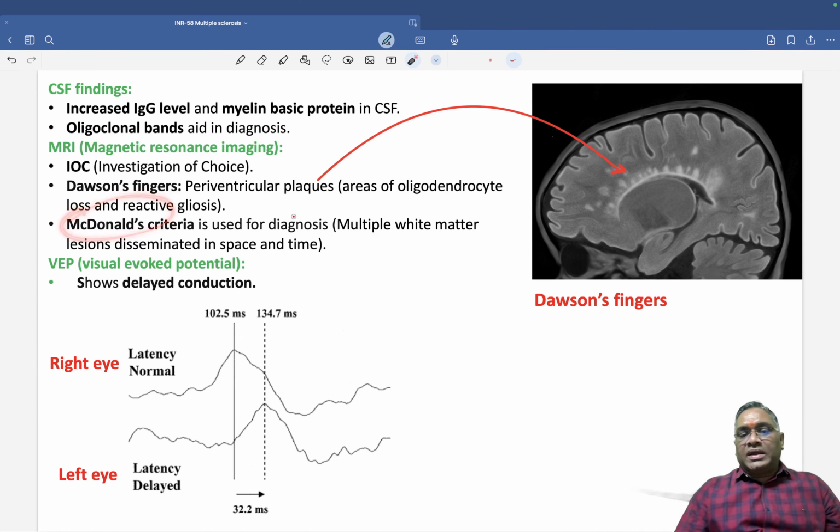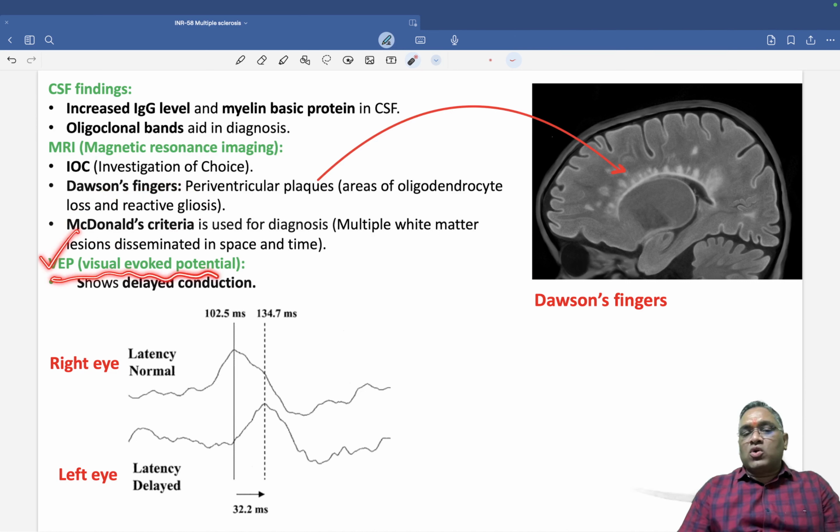And McDonald criteria is used for diagnosis in multiple sclerosis, where you will see multiple white matter lesions, which are disseminated in space and time, right? So that is what we are going to use for diagnosis by using MRI, McDonald's criteria, right?